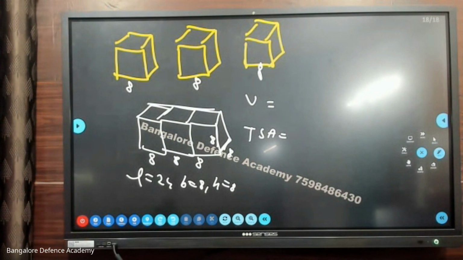So 696. Yes, total surface area of this: length is given, breadth is given, height is given. That is the volume.